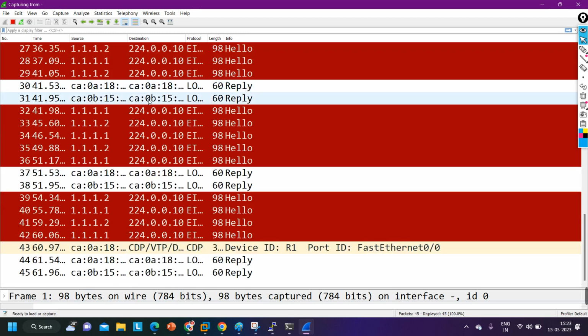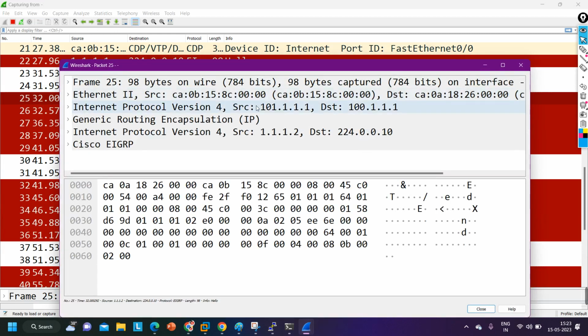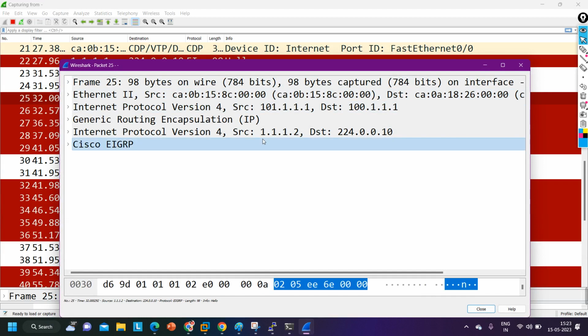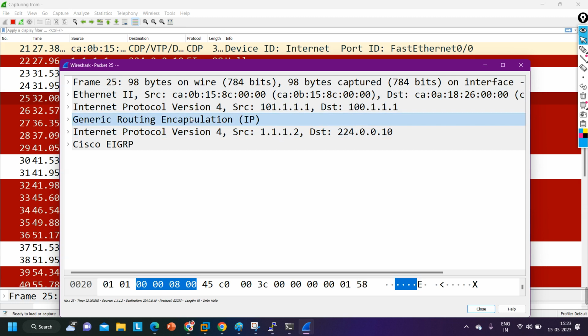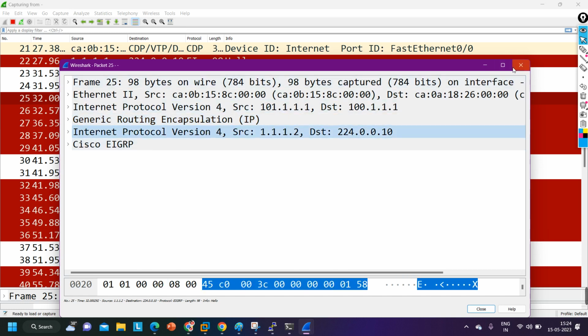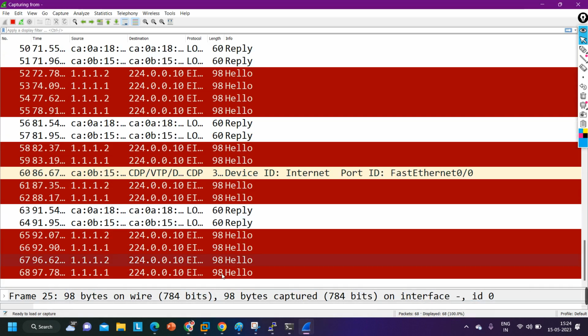See the hello messages of EIGRP. Router 1 is sending a hello message. The source IP address is 1.1.1.1, the tunnel interface IP address, and the destination IP address is the standard multicast, 224.0.0.10. You can see there are two IP headers, one is this one and one is this one, and between both IP headers there is one GRE header. Source and destination.